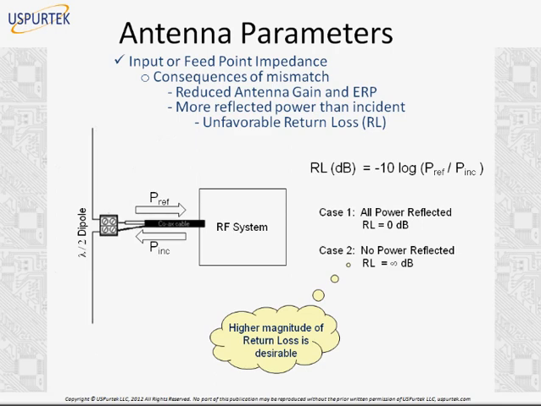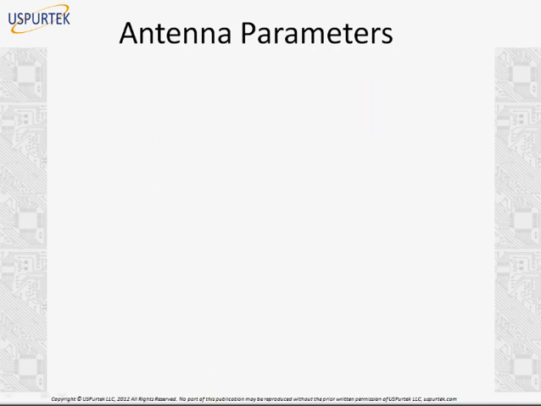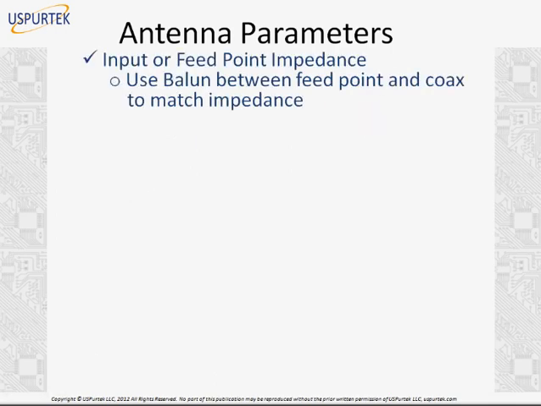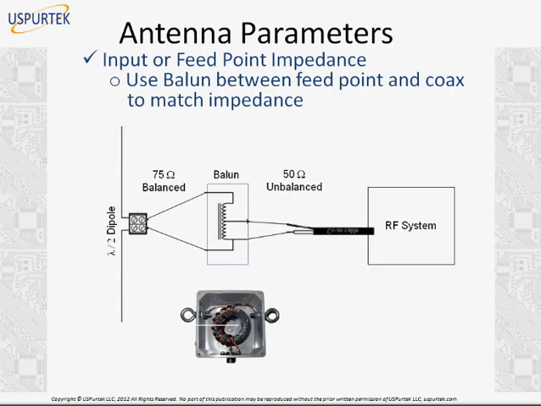We must match the input impedance of an antenna to the impedance of the RF system it's connecting to, through a coaxial cable or a waveguide or whatever other means you use. Coaxial cable is the most common one. Okay, let's move on to the next.